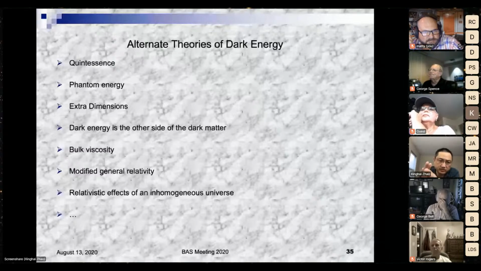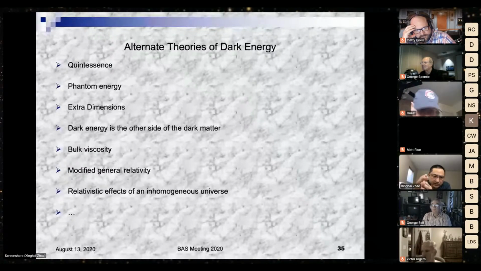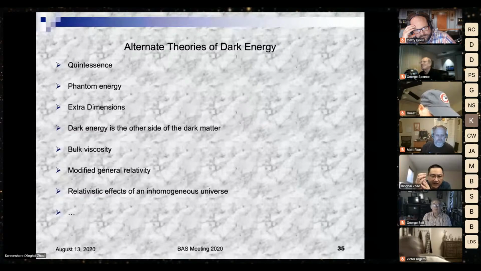So there are other explanations of the dark energy density. You have the quintessence model, which means the energy density is changing. Phantom energy means eventually this energy will rip everything apart. Extra dimension: this comes from an extra dimension, and dark energy is somehow the other side of dark matter. And you have the so-called bulk viscosity.